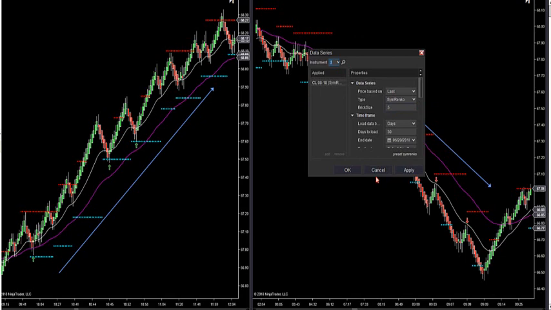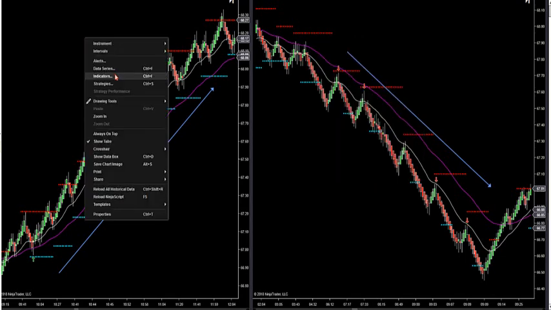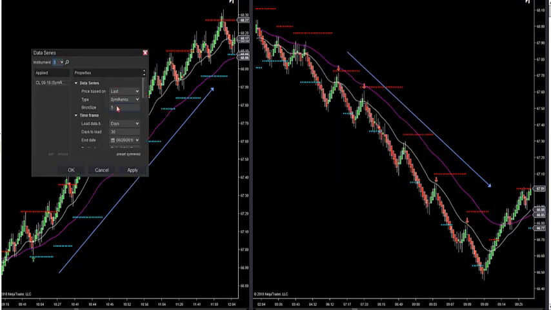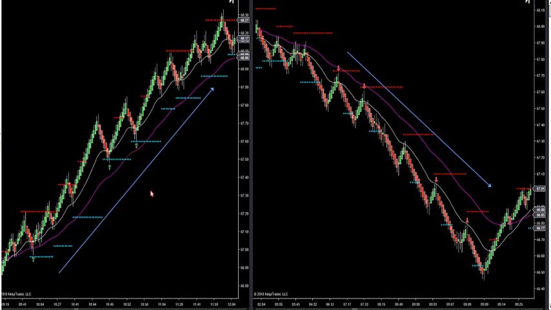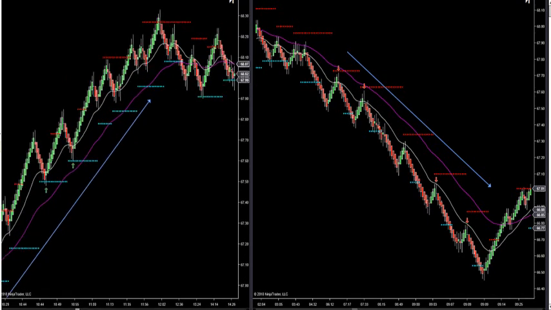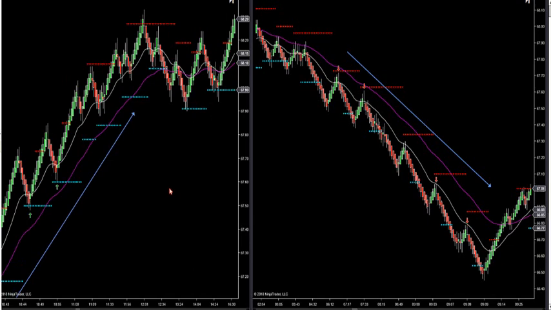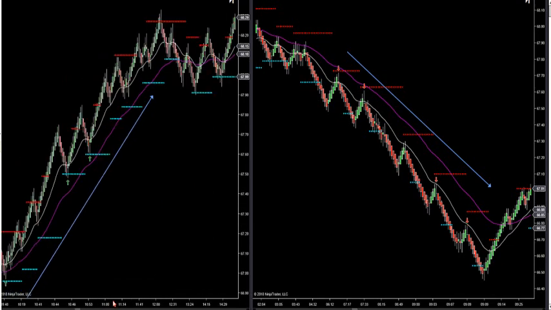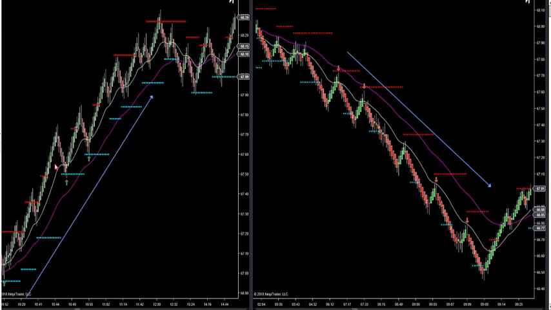These are both 5-SYM Renkos. You can see 5-SYM Renko, 30 days back. Make sure you know I'm on the same time frame, 5-SYM Renko, 30 days back. Watch what happens. Right here. This is where it happened. Now watch. This happens all the time.